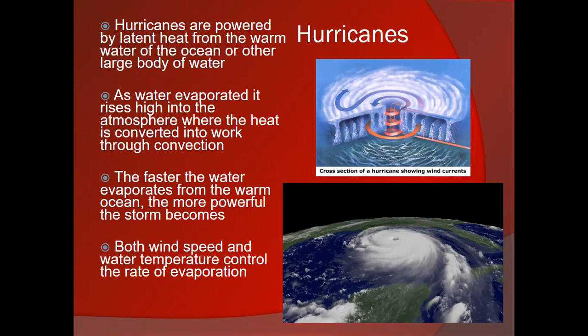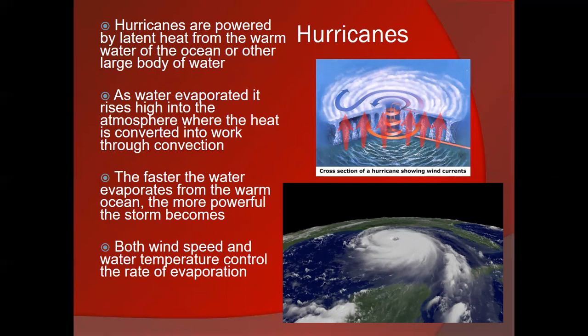Think warm water, right? When water evaporates, it puts energy into the atmosphere. Okay, so energy is transferred from the ocean into the atmosphere. Now, this energy can then be used to power the storm. In fact, all this vapor from the evaporating water goes high into the atmosphere where it condenses into rain. And as it falls, it converts potential energy into kinetic energy, and this becomes wind.